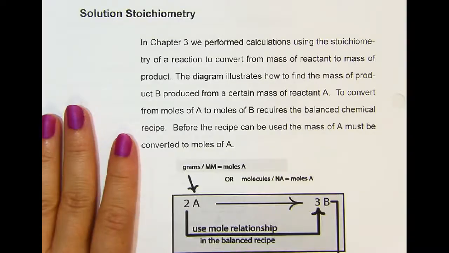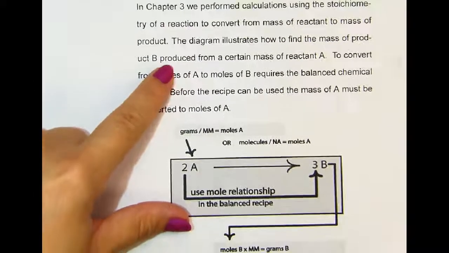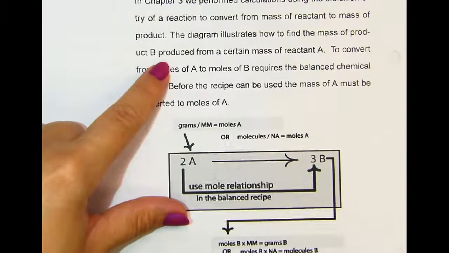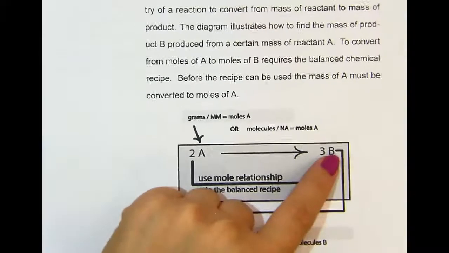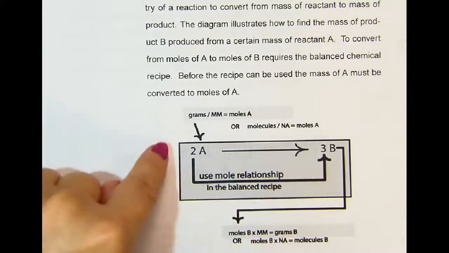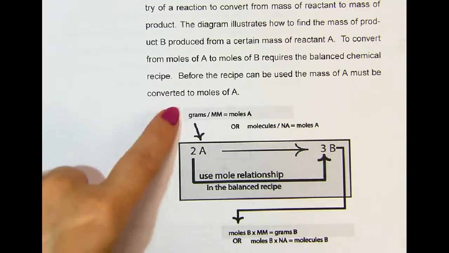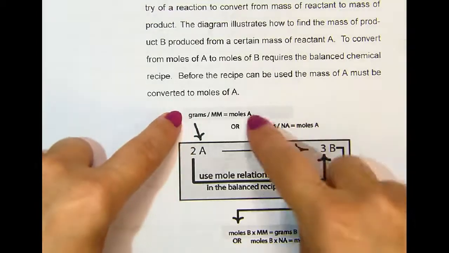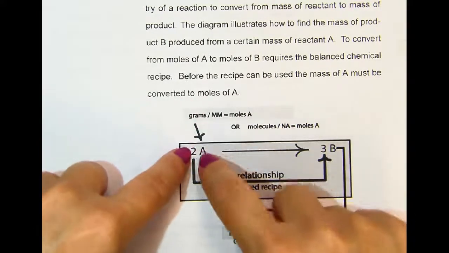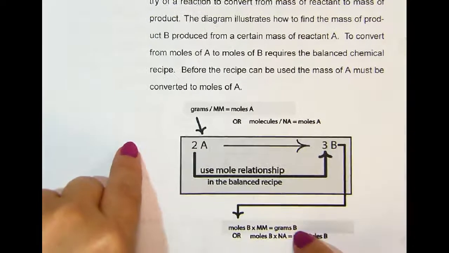In Chapter 3, we perform calculations using the stoichiometry of a reaction to convert from mass of a reactant to mass of a product. The diagram illustrates how to find the mass of product B produced from a certain mass of reactant A. To convert from moles of A to B requires a balanced chemical recipe or equation. Before the recipe can be used, the mass of A must be converted into moles. So here's just showing you have your balanced equation. You would change from grams of A to moles of A so that you could do a mole-to-mole ratio from A to B, and then you can convert B to grams.